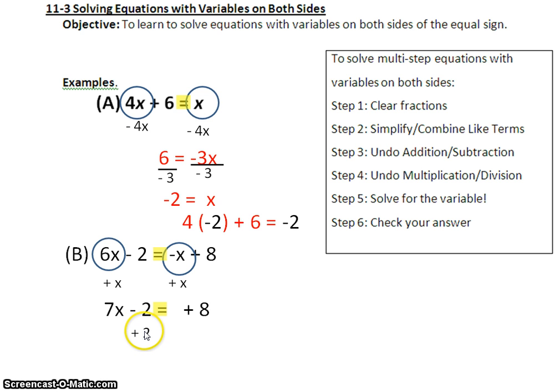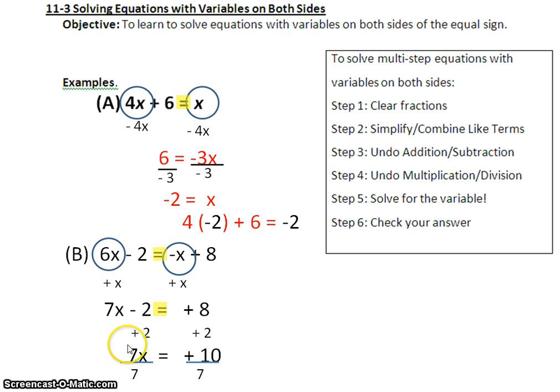If I add 2 to the left-hand side, I need to add 2 to the right-hand side. The minus 2 and the plus 2 on the left-hand side will cancel out. So I will be left on the left-hand side with 7x. On the right-hand side, 8 plus 2 is 10. So 7x equals 10. On the left-hand side, x is being multiplied by 7. I can undo multiplication by using its inverse operation of division. So I'm going to divide the left-hand side by 7, as long as I divide the right-hand side by 7.